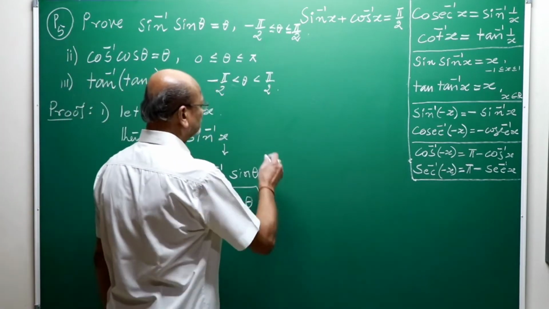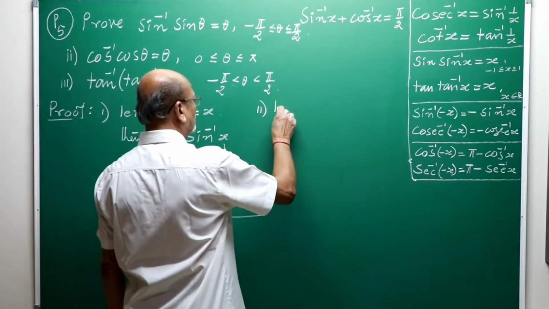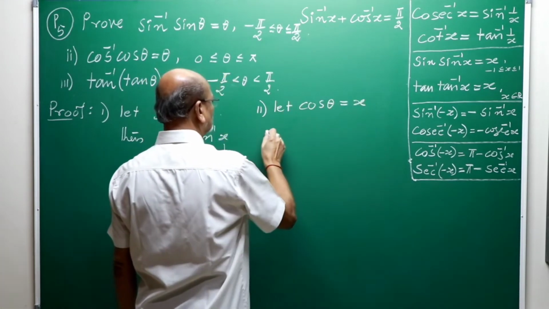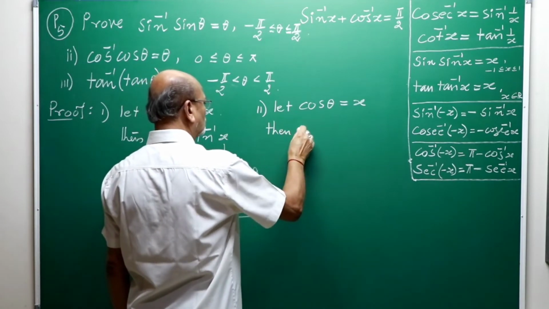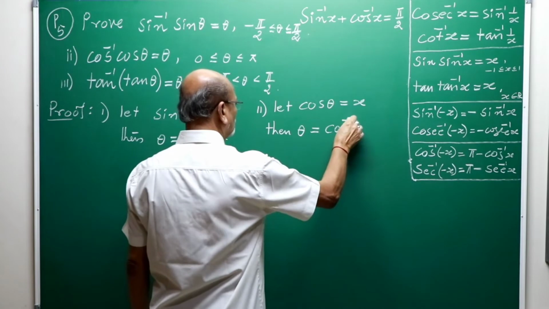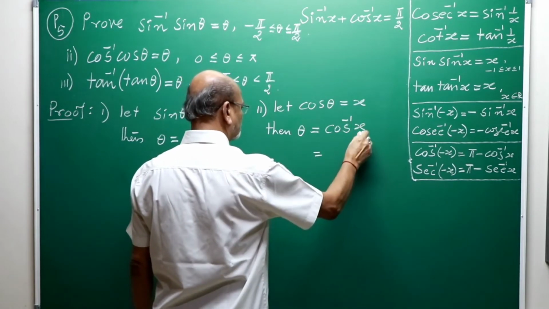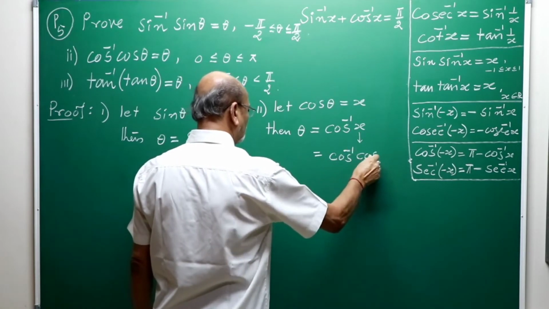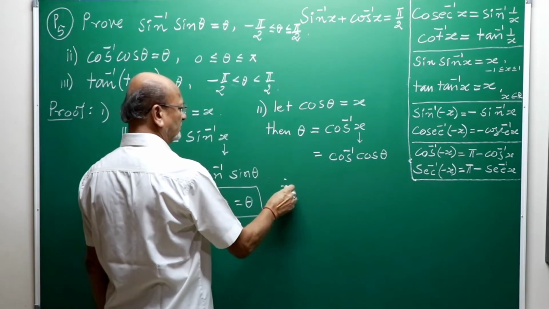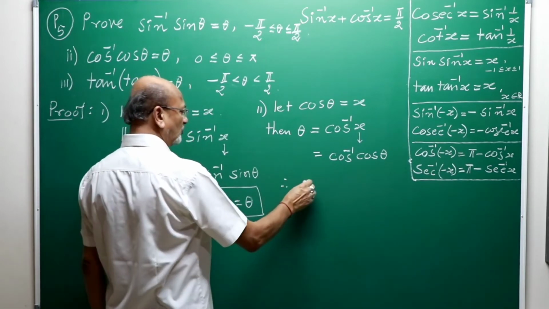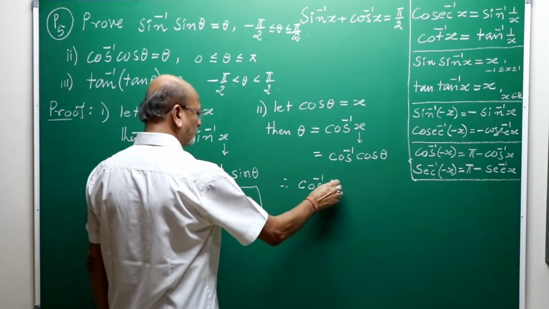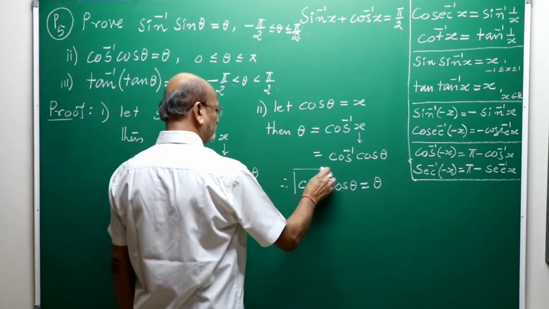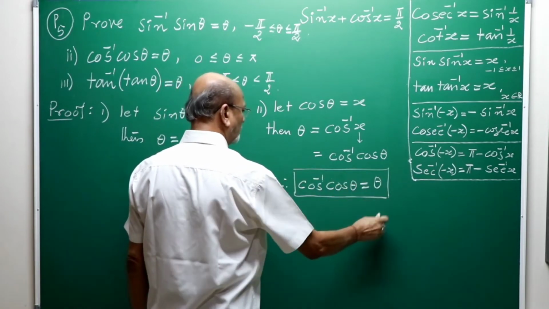Now what about the second? On the same lines, let cos theta equal to x. Then theta equal to cos inverse x. My friends, put the value of x. It is cos inverse of cos theta. What is it? Theta itself. I hope you can do it.